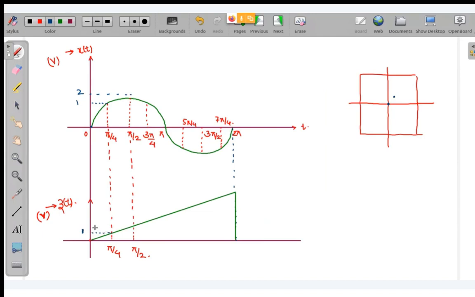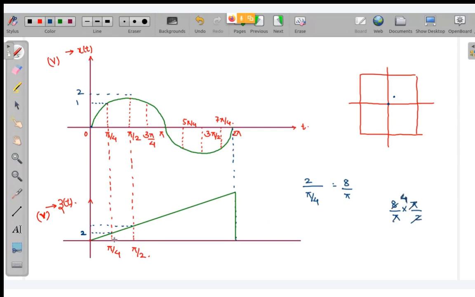Now if this is a linear function, for pi by 4 there is a rise of 1 volt, obviously for the next pi by 4 this should be 2. It is not necessary that this requires to be 1 only, it can be 2 also. If this is 2, that means slope is what? Slope is 2 by pi by 4, that is 8 by pi. This is my slope. So for the next pi by 4, it will be 8 by pi into pi by 2. So pi cancels, this is 4.